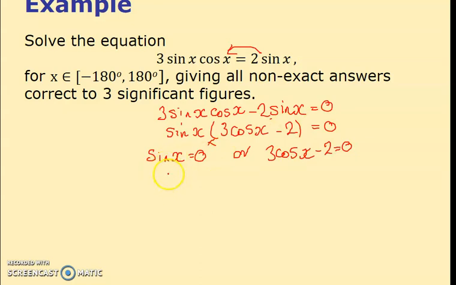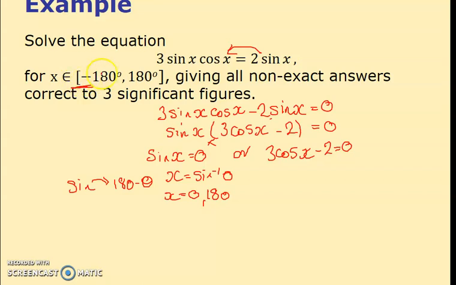Now, I can do this one in my head. x equals the inverse sine of 0, and x therefore is 0. And of course with sine, to get your next answer, you do 180 minus your theta. So that's 180 minus 0, which is 180. I just spotted this here. Look, be careful. That's allowed to be equal to minus 180.